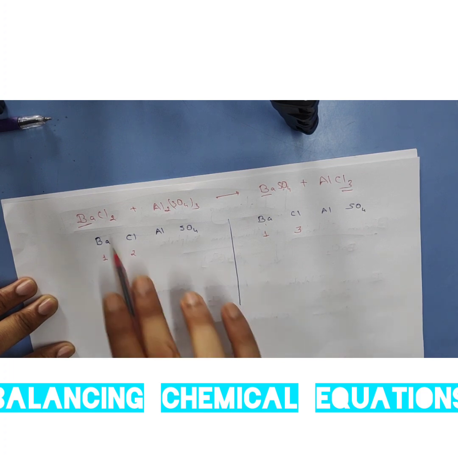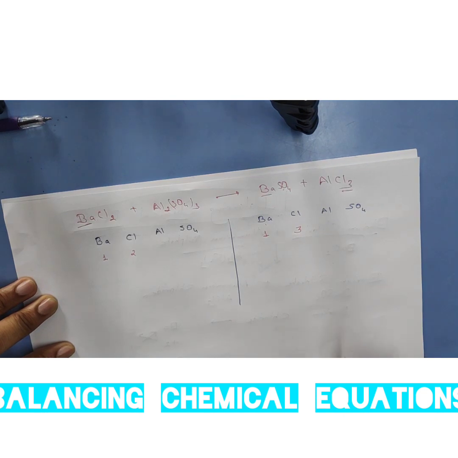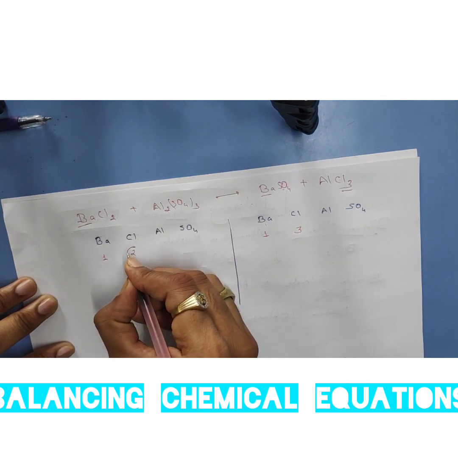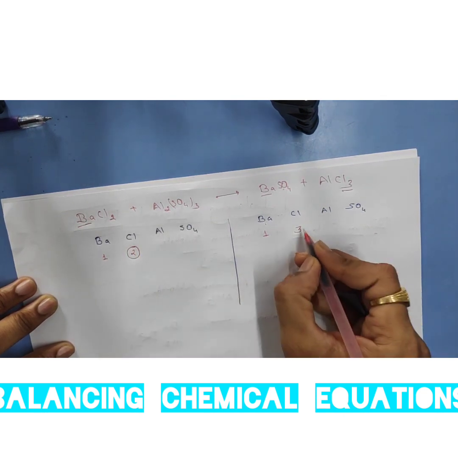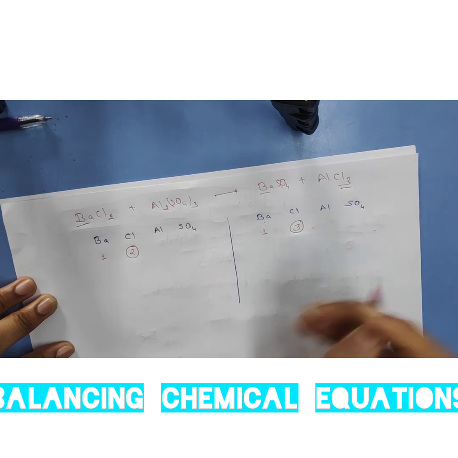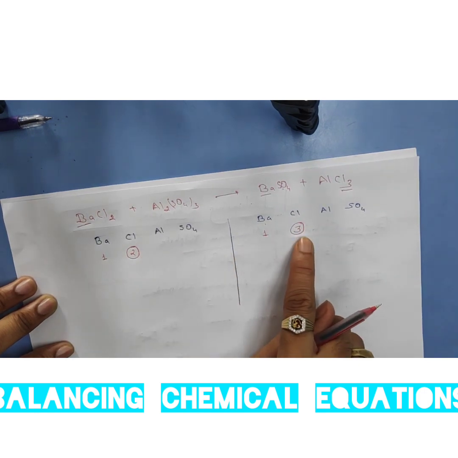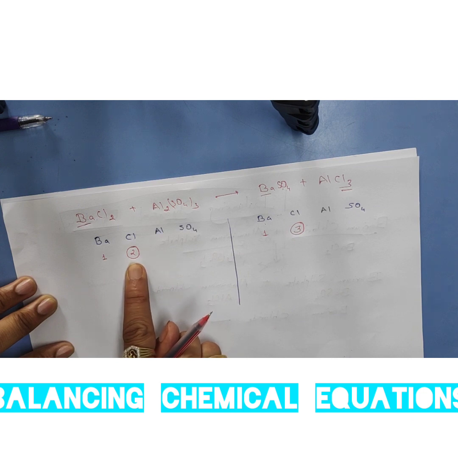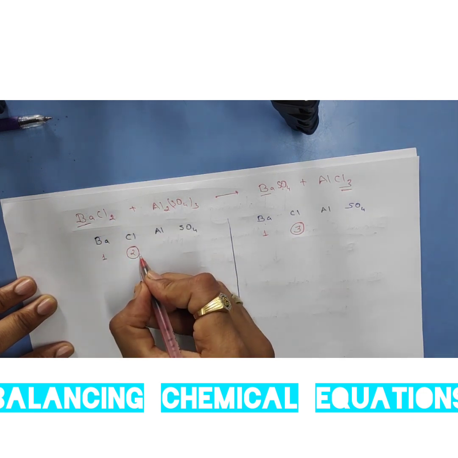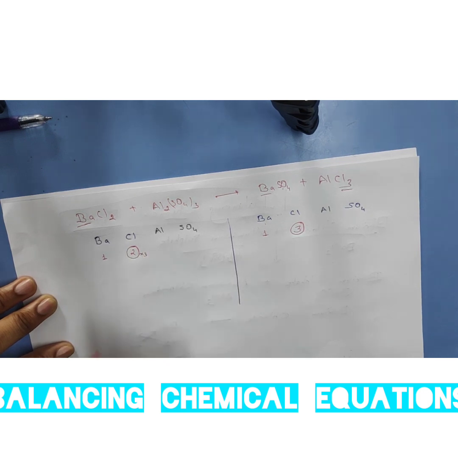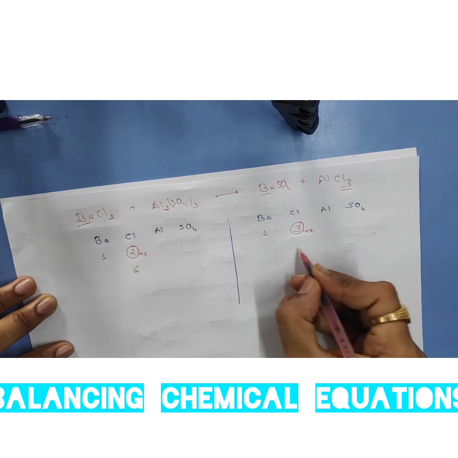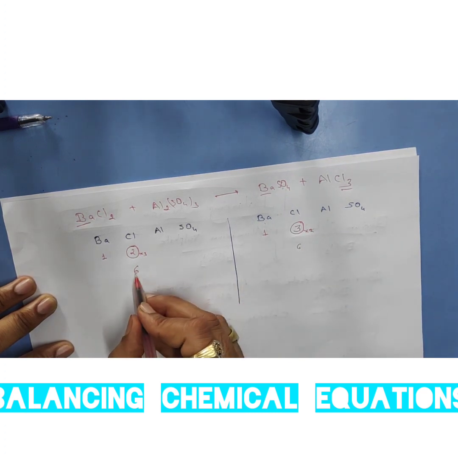Take the LCM of both. What is the LCM of 2 and 3? It is 6. On the right hand side there is 3, on the left hand side there is 2, so that number has to be multiplied by 3. If I multiply by 3, what do I get? 6. On this side, multiply by 2, what do I get? 6. So what do I have? Now 6.